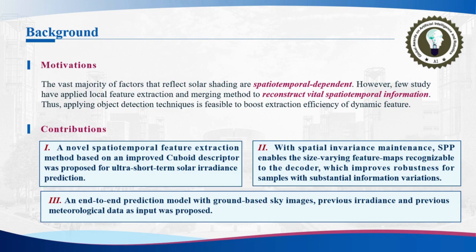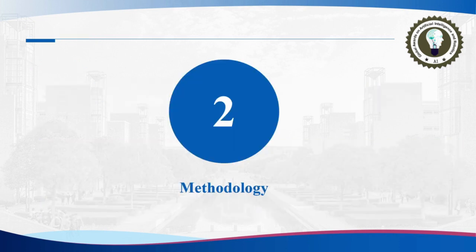Our contributions can be illustrated as follows. The first, a novel spatiotemporal feature extraction method based on the improved cuboid descriptor was proposed for ultra-short-term solar irradiance forecasting. The second, with spatial invariance maintenance, spatial parameter pooling enables size-varying feature maps to be recognized by the decoder, which improves the robustness for samples with substantial information variations. The third, an end-to-end prediction model with ground-based sky images, previous solar irradiance, and previous meteorological data as input was proposed. Secondly, we will introduce our methodologies in detail.